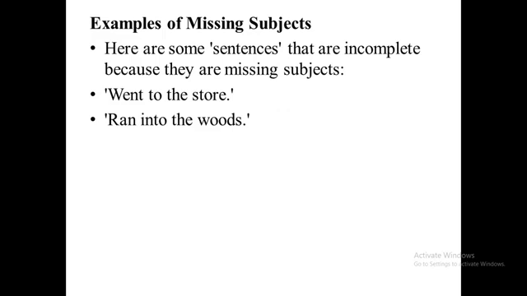Examples of missing subjects. First of all, we will discuss examples of a missing subject. As we have discussed in the definition, there will be something missing, like subjects or verbs. Here are some sentences that are incomplete because they are missing subjects. Now look at the examples: Went to the store. Ran into the woods.